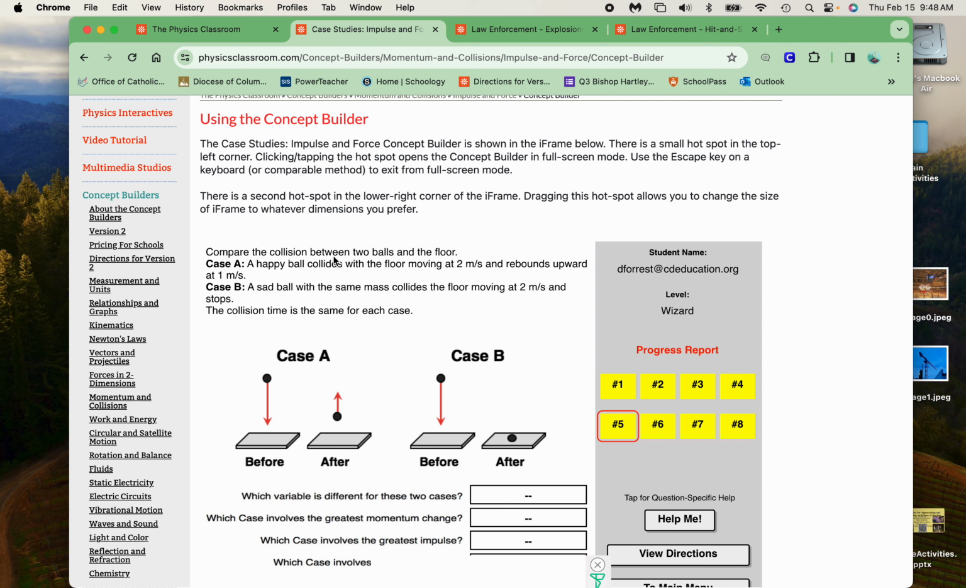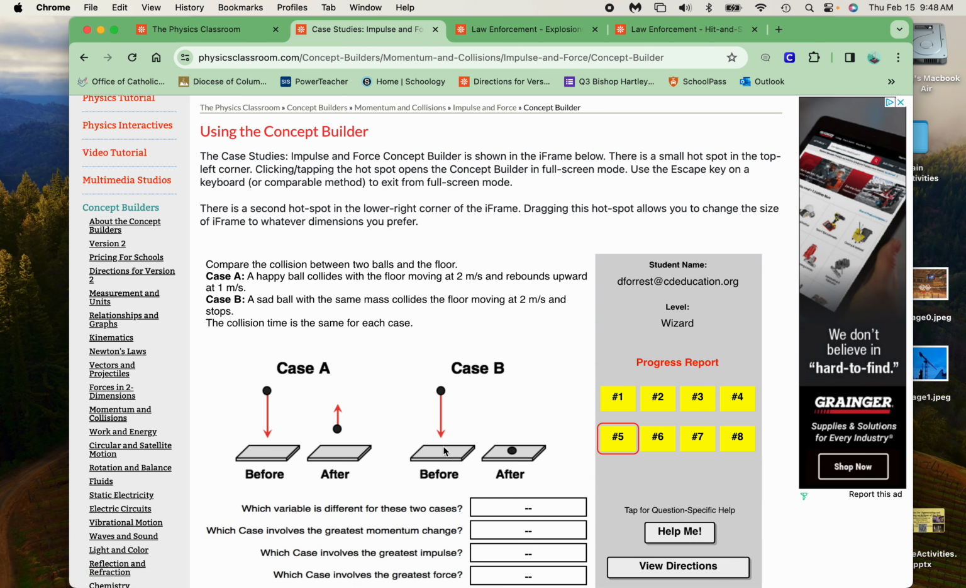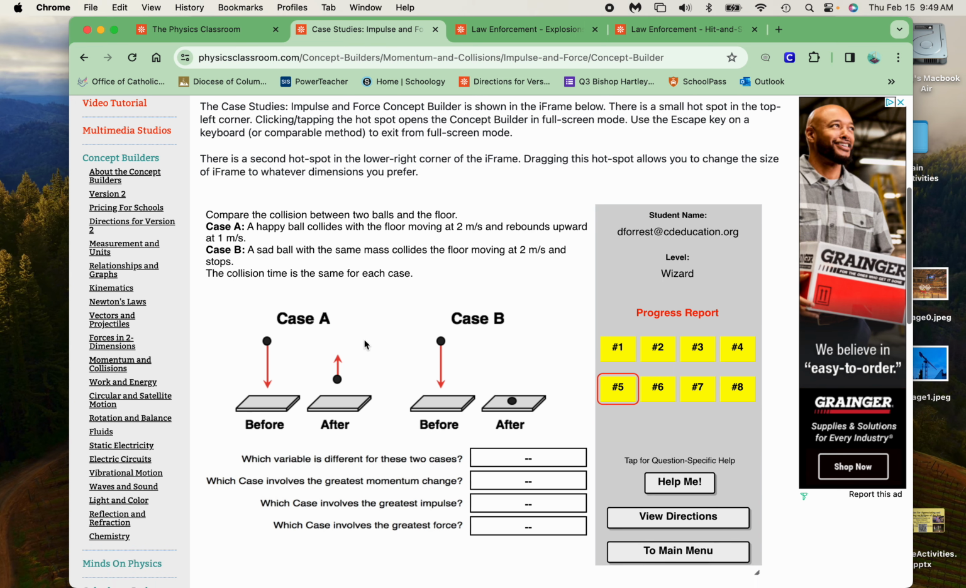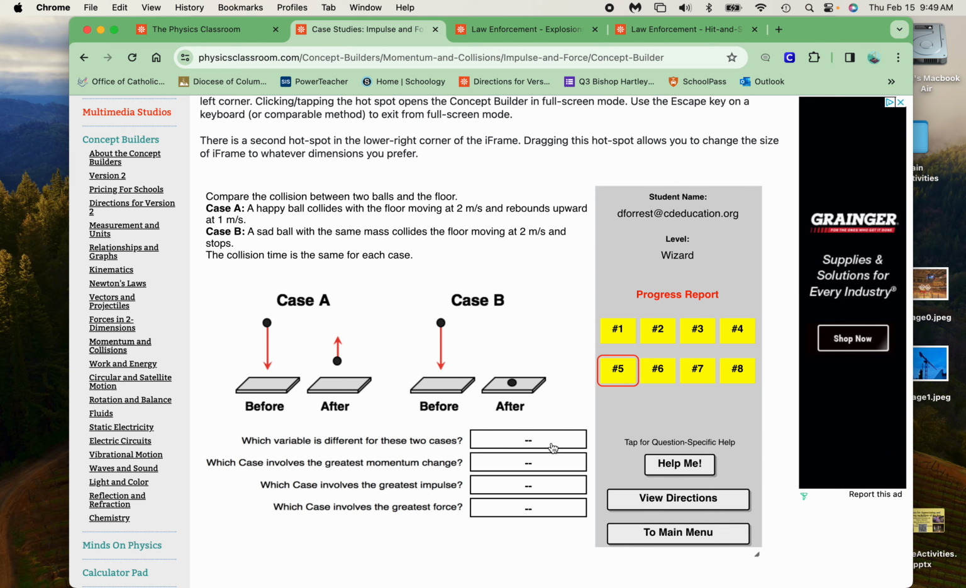Compare the collision between two balls and the floor. Case A: a happy ball collides with the floor moving at 2 meters per second and rebounds at 1 meter per second. Case B: a sad ball with the same mass collides with the floor at 2 meters per second and stops. The collision time is the same for each case. So which variable is different? You toggle through these. So it's going to be delta V, which is the change of velocity, the time, and the mass. Well, it says they have the same mass, so it can't be that.